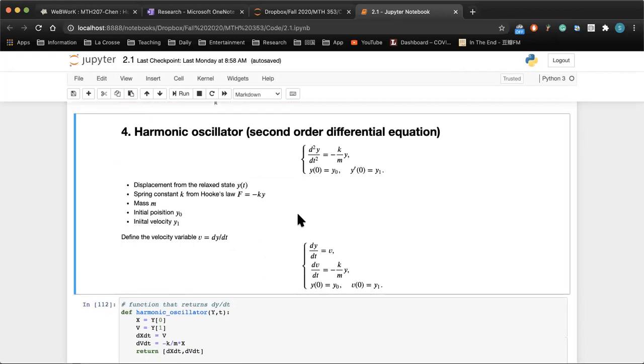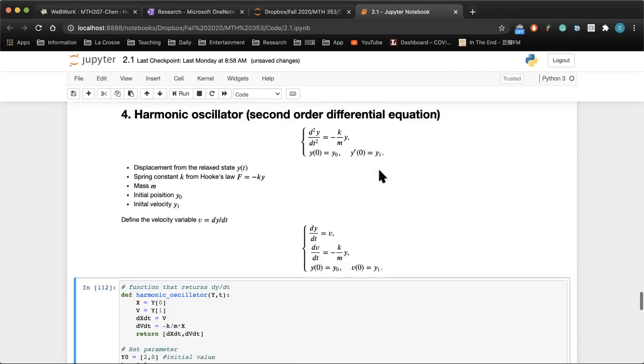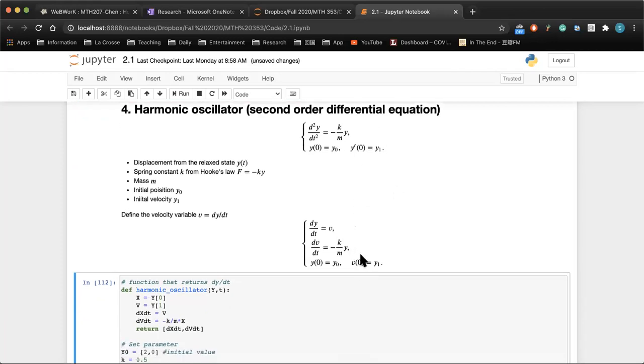Now the third thing, harmonic oscillator. This is a second order differential equation. Like in your notes, we define a new variable, we call it V. We change it to be a system. Still okay? Now, like what we just did before, we can draw the direction field of the system. We can draw the solution curve. We can find the equilibriums, if any. Okay, how do we do that?